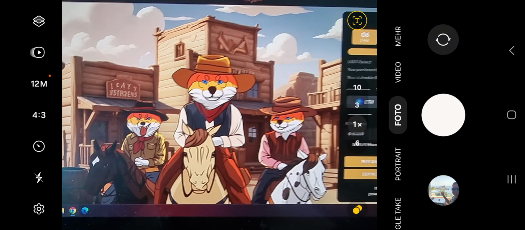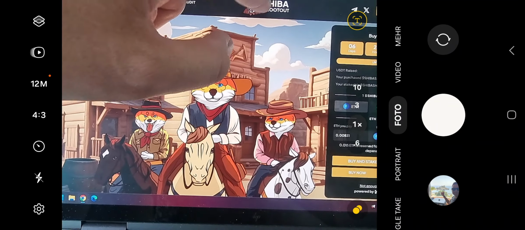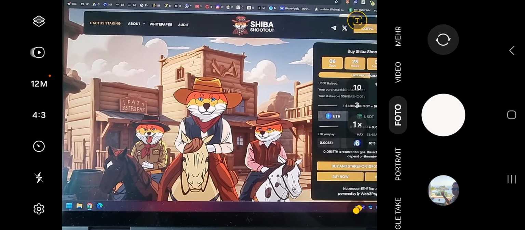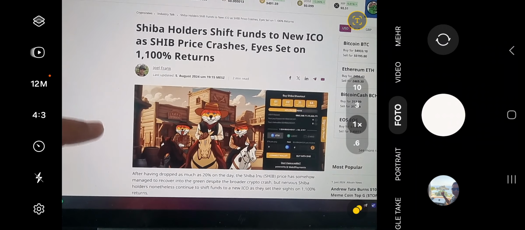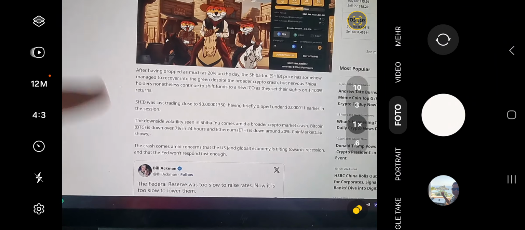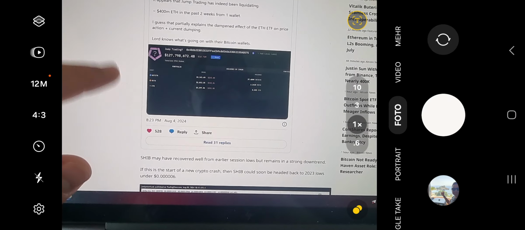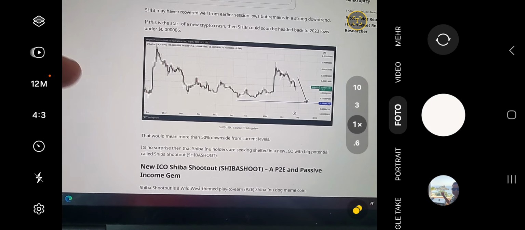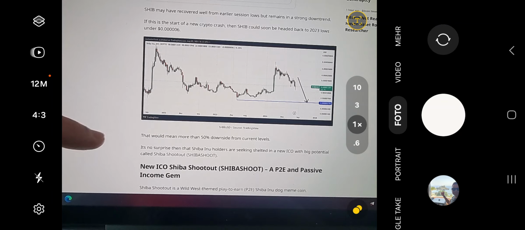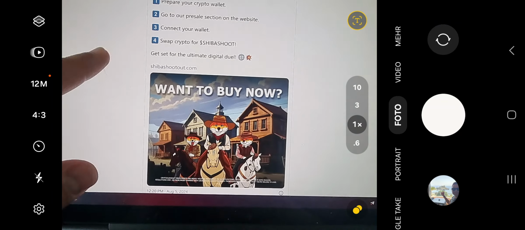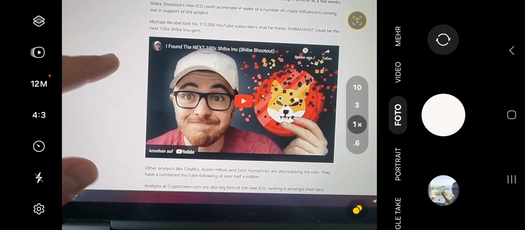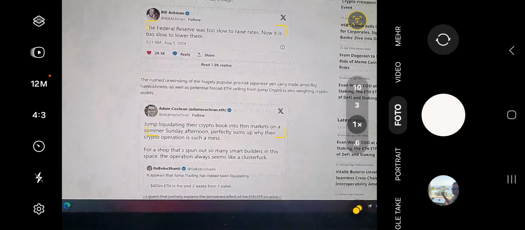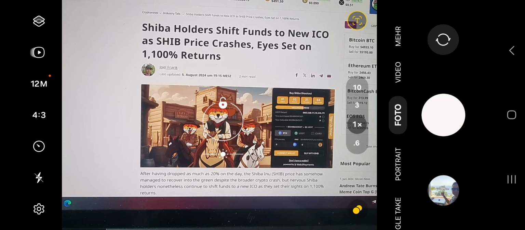So Shiba Shootout is the next one that has a very high APY. If you want to buy a meme coin with high APY, there are also a bunch of news around Shiba Shootout because they have already their game out. There is a utility behind the token itself. And currently Shiba, the original Shiba, is dropping. And while Shiba is dropping, we have Shiba Shootout still selling off very, very good. So if you want to buy a new meme coin where you can get a lot of APY, then Shiba Shootout is definitely the one for you.